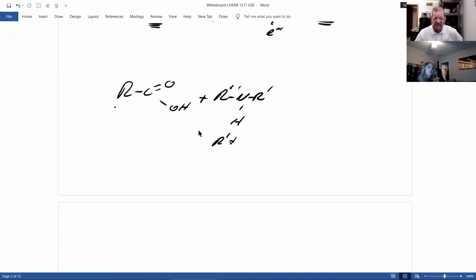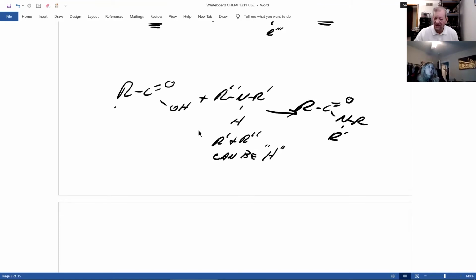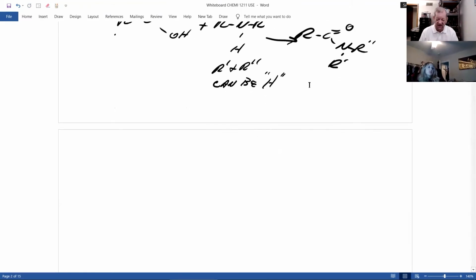And here R prime and R double prime can be hydrogen. And if both are hydrogen, that's ammonia. And if R prime is hydrogen and R double prime is an R group, it's a primary amine. If both R prime and R double prime are carbons, alkyl groups, it's a secondary amine. And what you form is an amide. Don't forget, in an amide, there are three bonds to nitrogen, just like in an amine. So let's take this reaction out for a spin.